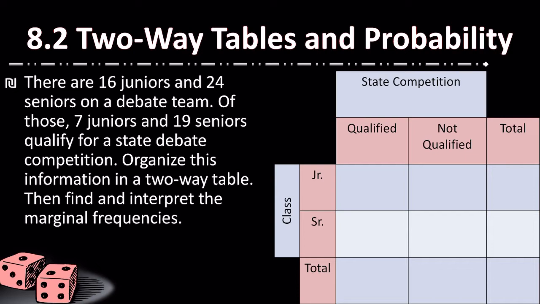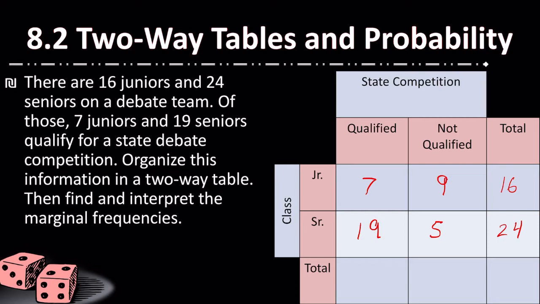All right, so we have a total of 16 juniors and 24 seniors. 7 of those juniors qualified and 19 seniors qualified. So that's all the numbers we have. We can figure out the rest. To get the not qualified juniors, do 16 minus the 7, which is 9 not qualified. And for the seniors, you do 24 minus 19 to get 5 seniors that didn't qualify.